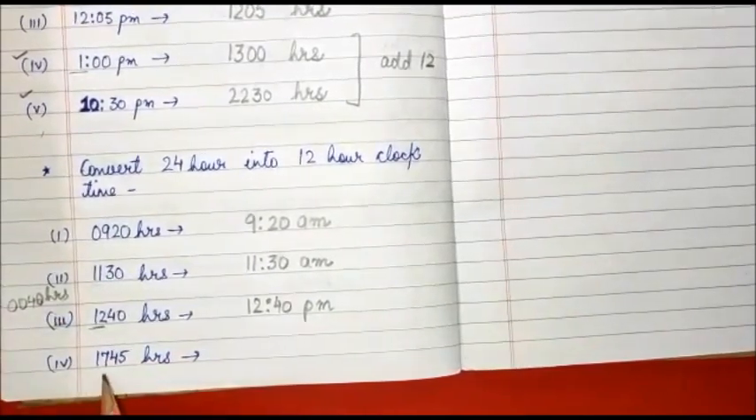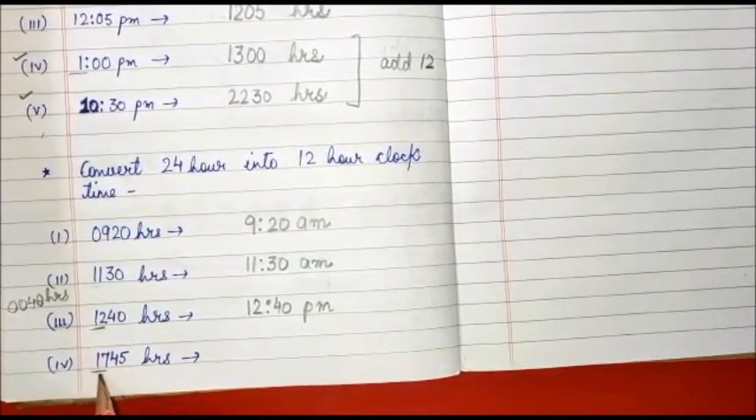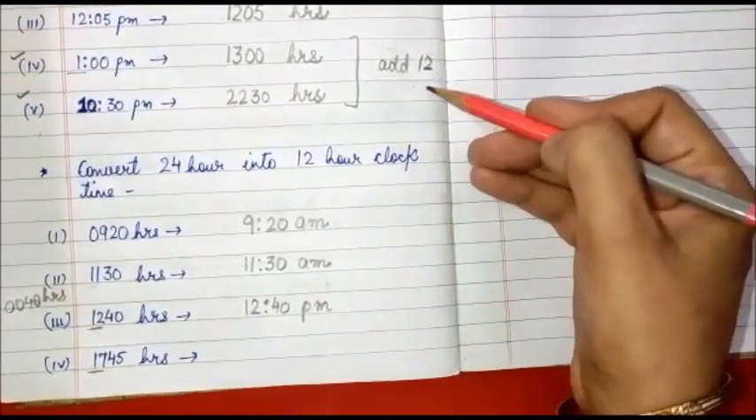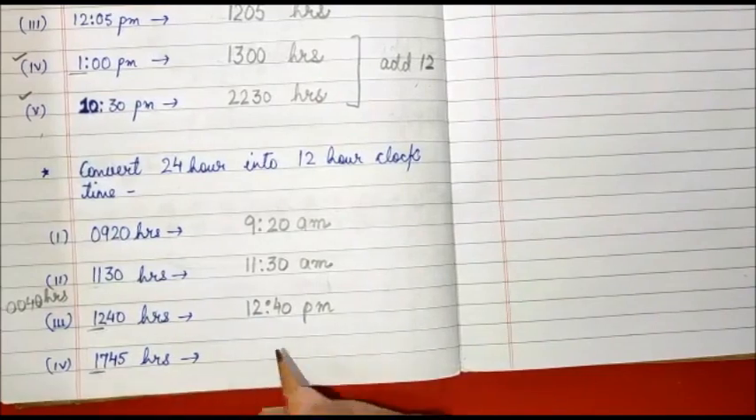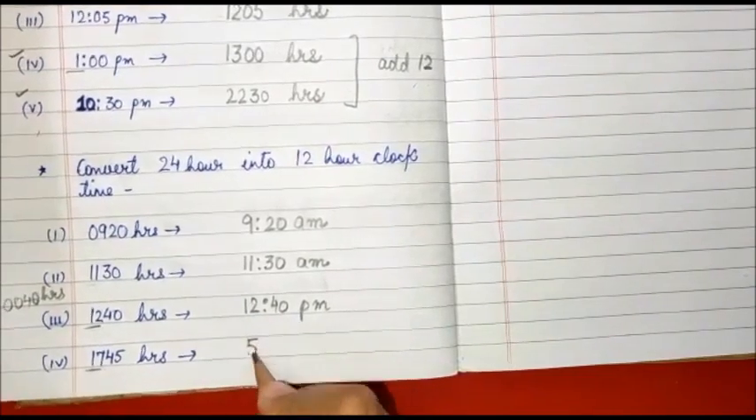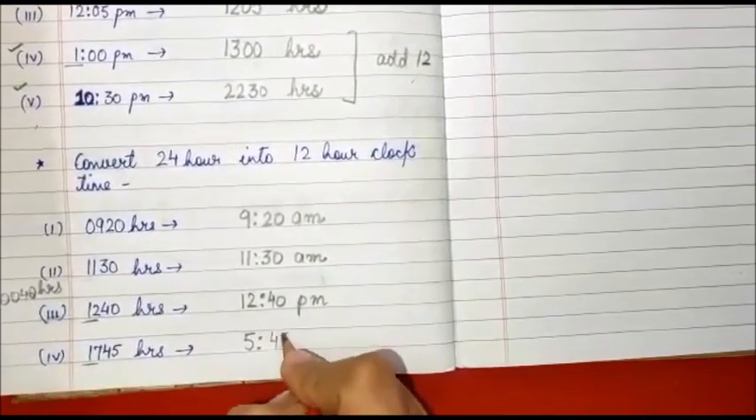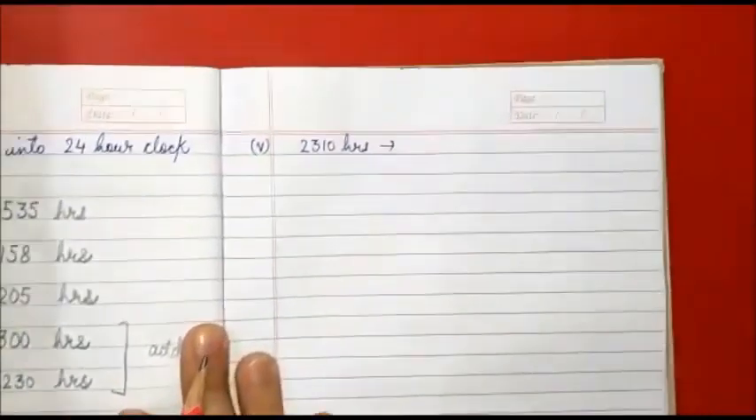Now this is coming out to be more than 13. So this is 17. Here we used to do addition of 12, here we are going to do subtraction. So 17 minus 12 is 5, and no changes for the minutes. 5:45 p.m. Let's take one more, the fifth part.